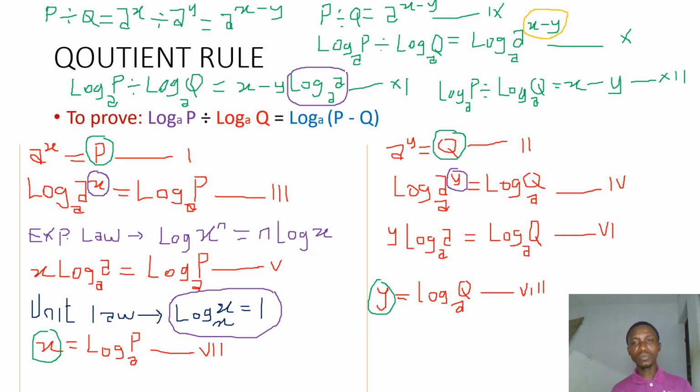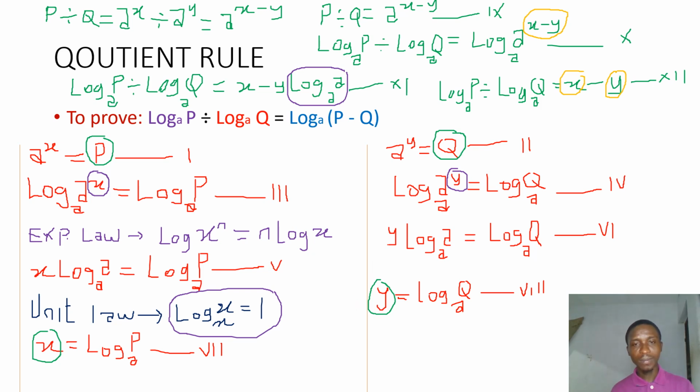Now we are almost there. The next thing we need to do now is we substitute for both x and y in equation 12. And what are we substituting for them? We are substituting equation 7. In equation 7, we have already gotten what x is, which is log p base a. Then also the value of y in equation 8, which is log q base a. We are substituting those two values in equation 12.